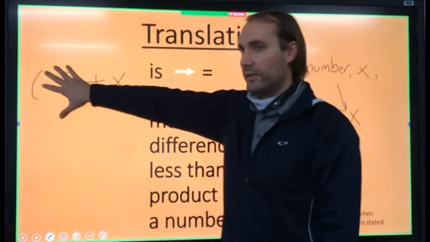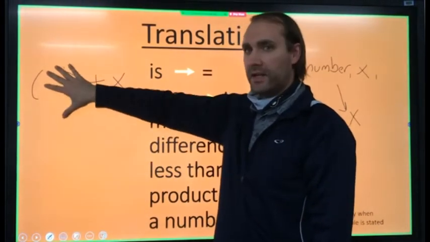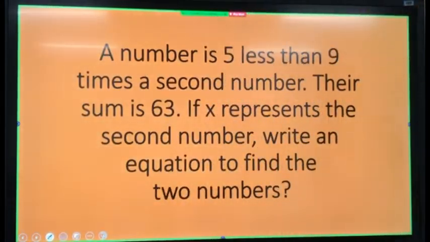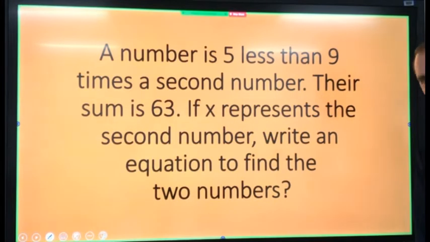Because it didn't tell me what this number was. Let's assume that it's some kind of parentheses, something's going on inside of here. So let's look at an example. Let's see if you can write this out. A number is 5 less than 9 times a second number. Their sum is 63. If x represents the second number, write an equation to find the two numbers.